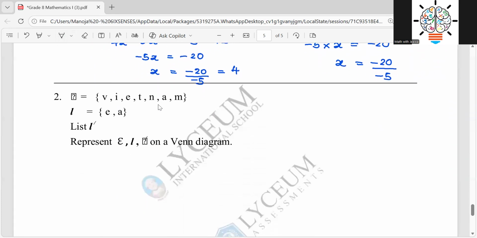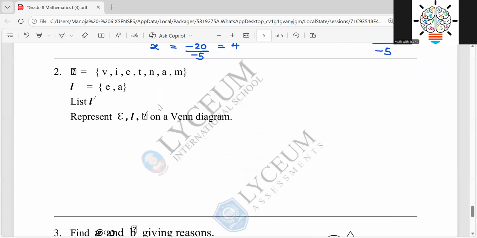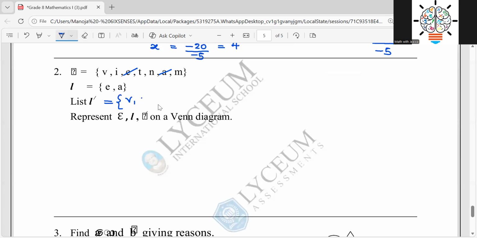So then here, they have given the L. And you want to find the L dash. How do you find that, when E and A are available? So then you open the curly bracket like this. Then you write V, I, T. This is the universal set, I think. V, I, T, N, M, and close the bracket.